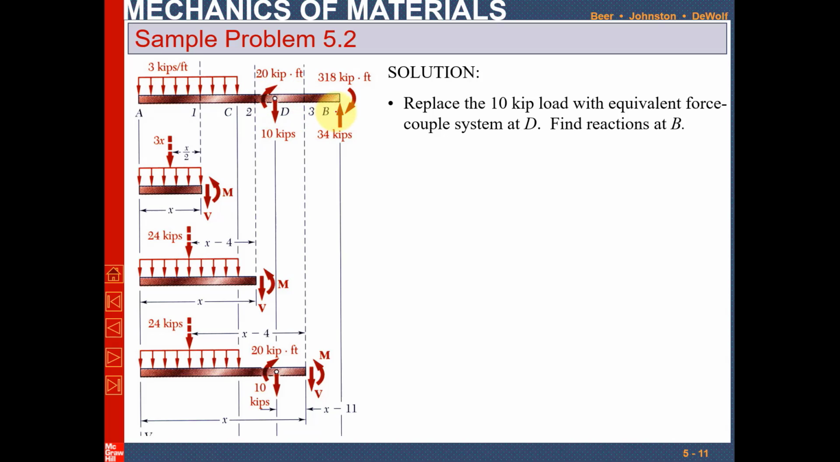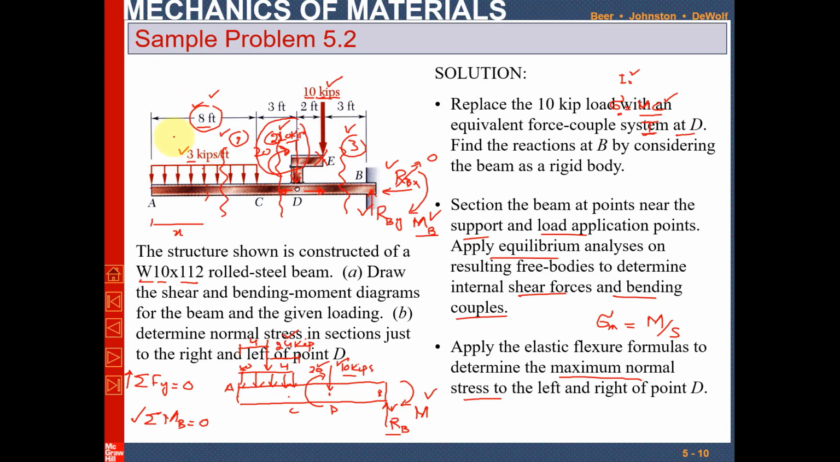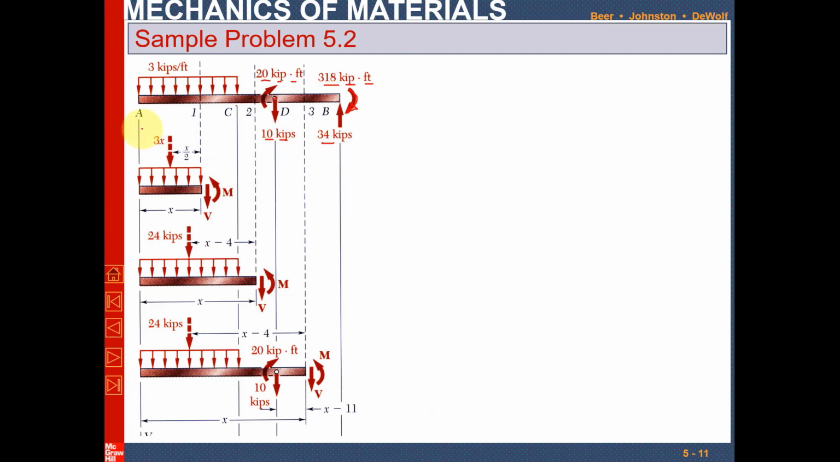You can see this was the reaction force that you have to find, and after calculation it comes out to be 34 kips, and this was the reaction moment that comes out to be 318 kip-feet. Rest all things are the same. So this is point D where a 10 kips force is applied, and a couple or moment of 20 kip-feet. So from point A to C we have a distributed load. Let me write down the distance from A to C. It is 8 feet.